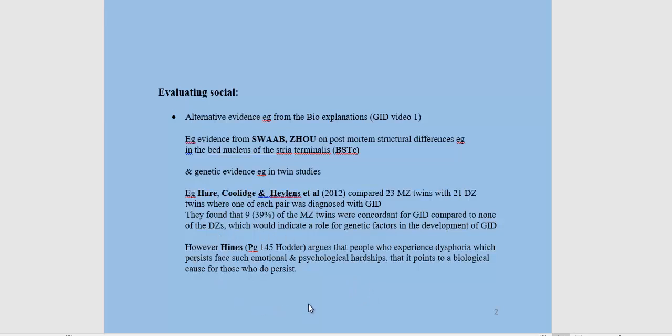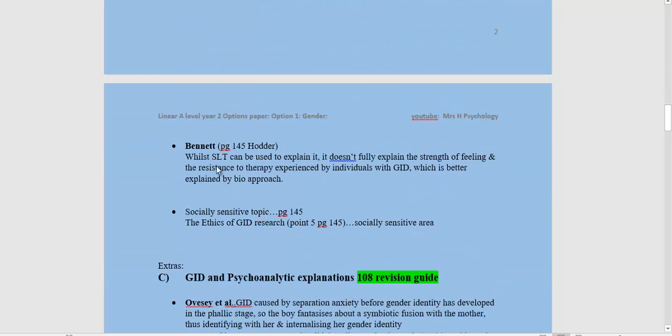You've also got evaluation like Hines arguing that people who experience dysphoria which persists into adulthood face such emotional or psychological hardship that really it's unlikely to be just a social cause. It has to be probably a biological cause, is his argument, because of what they have to put up with in their environment. We've also got things like Bennett: while social learning theory can be used to explain it, it doesn't fully explain the strength of feeling and the resistance to therapy experienced by individuals with GID. And obviously, that is better explained by this biological evidence that we've referred to.